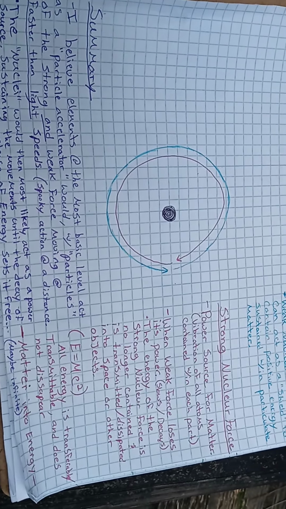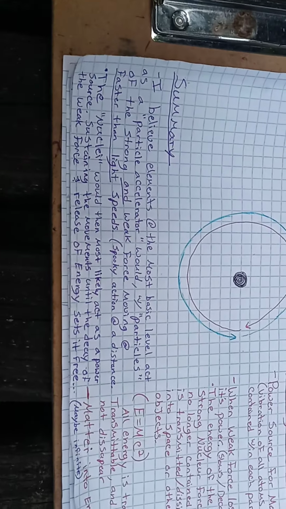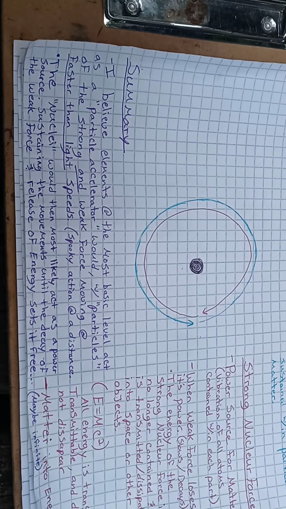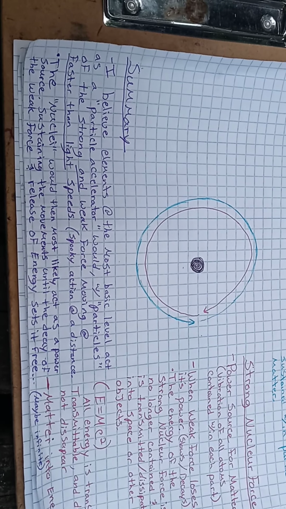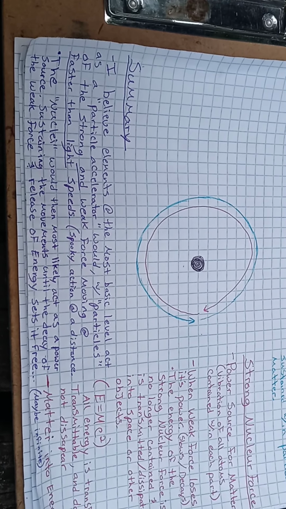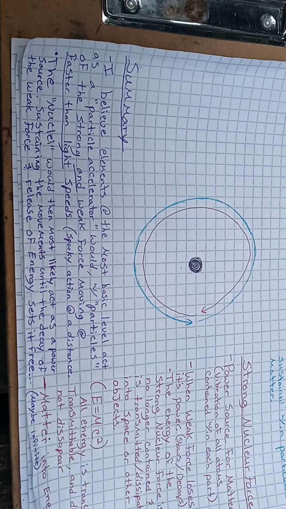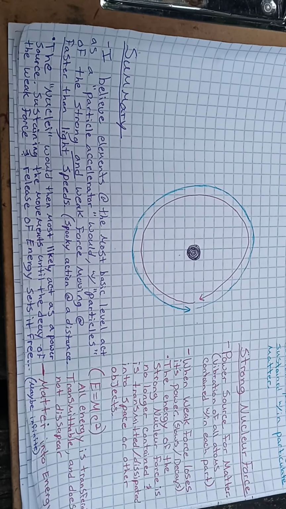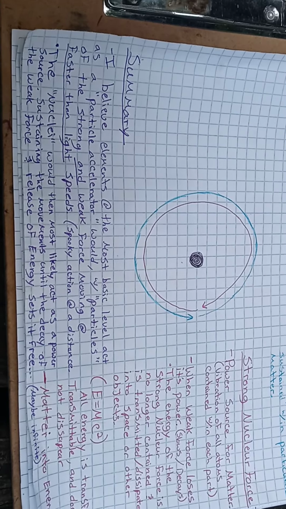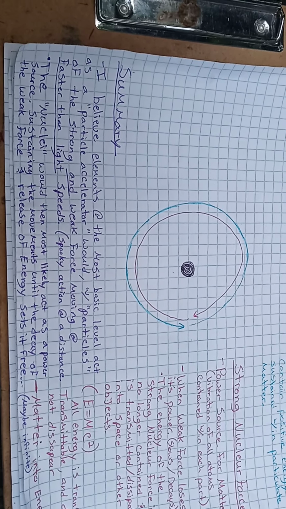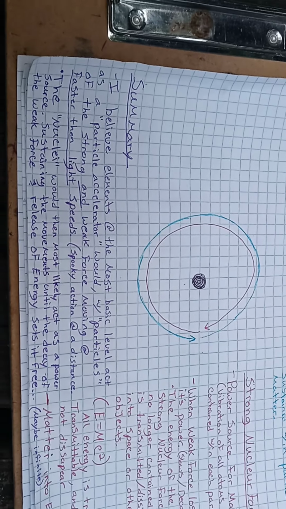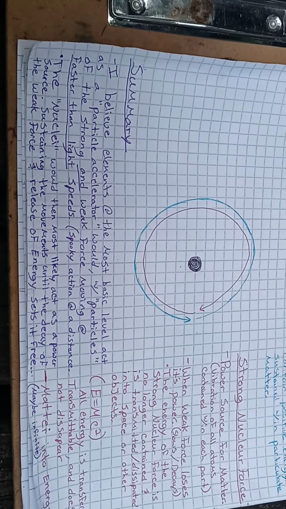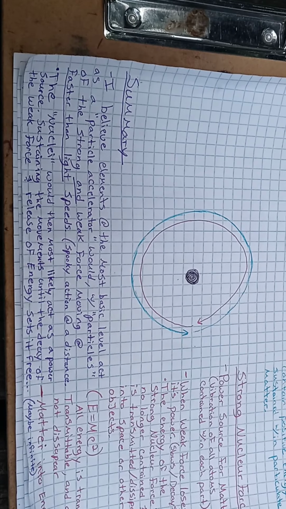in outer space. So I believe elements at the most basic level act as a particle accelerator would, with particles of the strong and weak force moving at faster than light speeds, most likely in opposite directions. Spooky action at a distance. Everyone knows what that is. And the reason we can't capture the one item in spooky action at a distance is because we're using light speed photography in order to capture the image.